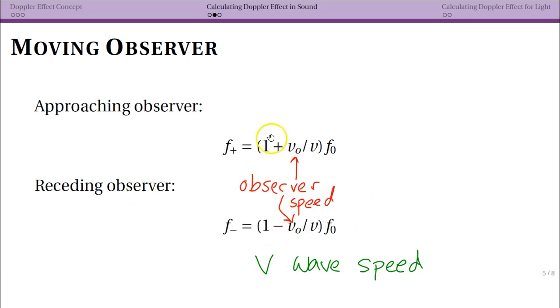So again, you see that there are a lot of parallels. It's just a question of whether you have a plus sign or a minus sign. And again, this number here is going to be pretty small, but we see that if you have 1 plus a pretty small number, this is again going to be higher frequency. This is going to be lower frequency. So you still have the same pattern of higher frequency being approaching, lower frequency being receding, but mathematically the numbers actually work out slightly differently. It's pretty close, but it is going to be a little bit different.